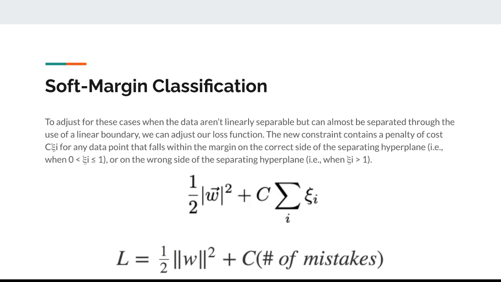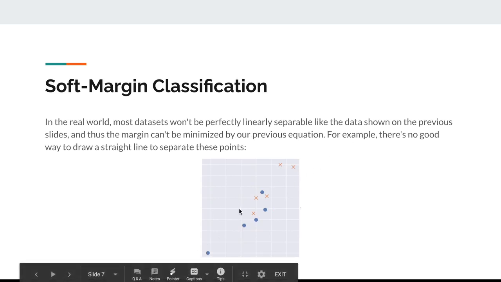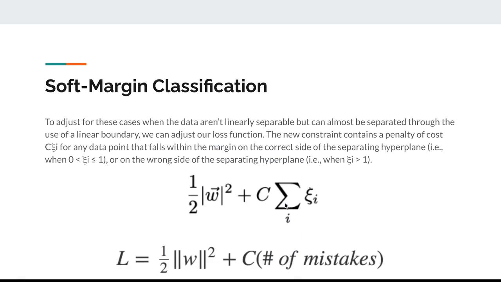So, to adjust for these cases when the data isn't as easily separable, but can almost be separated through a linear boundary, for example here, it's not perfect, but we still would want to use some sort of linear boundary. What we can do is adjust our loss function by adding a new constraint C that has a cost for any data point that falls within the margin on the correct side of the separating plane, hyperplane, or on the wrong side of the hyperplane.